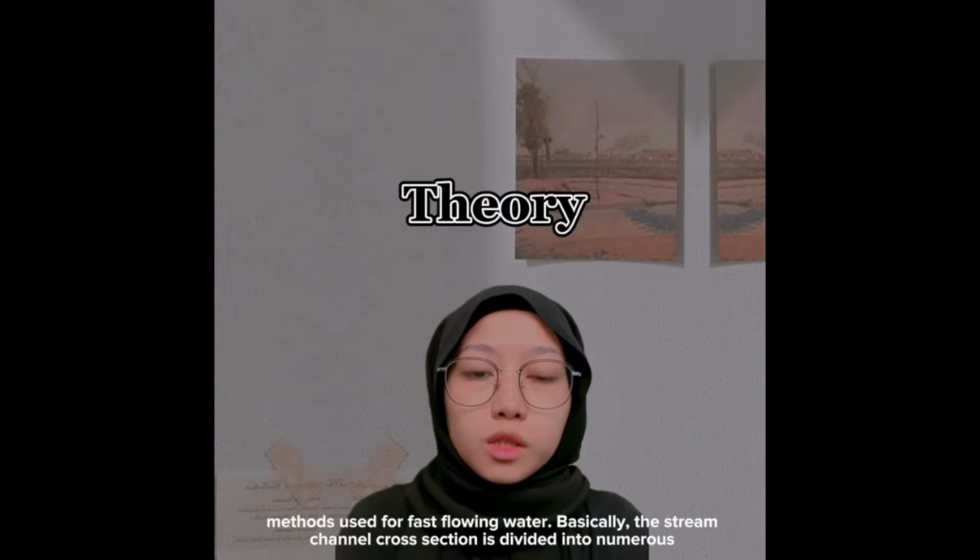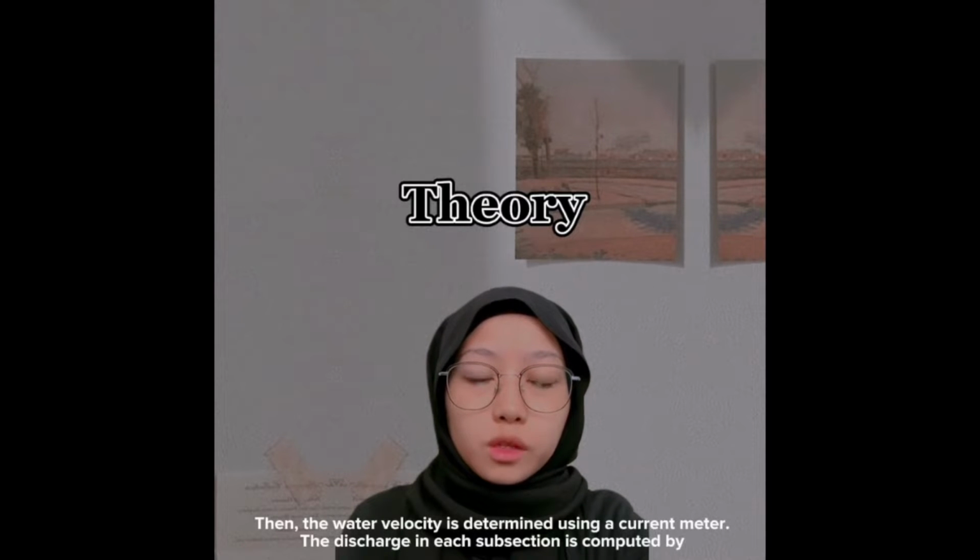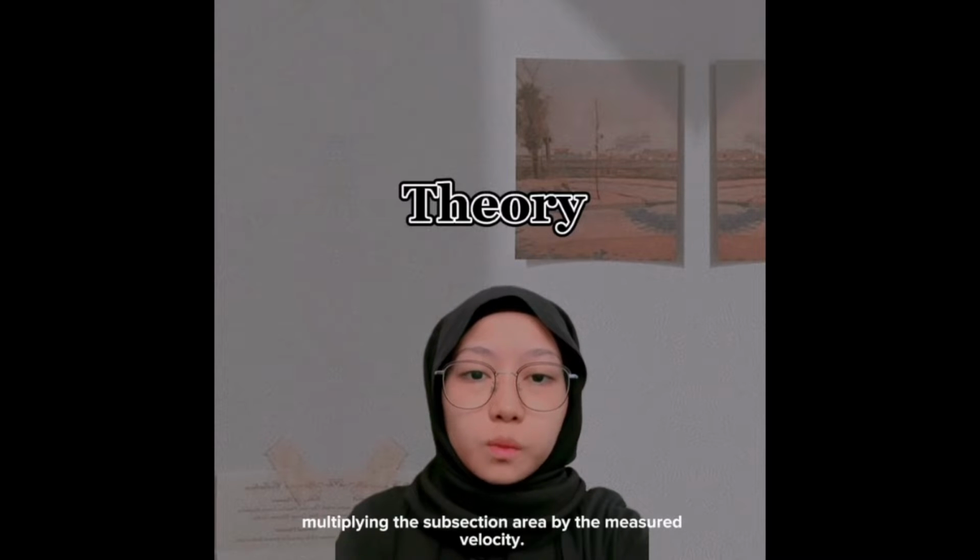Basically, the stream channel cross-section is divided into numerous vertical subsections. In each subsection, the area is obtained by measuring the width and depth of the subsection, and then the water velocity is determined by using a current meter. The discharge in each subsection is then computed by multiplying the subsection area by the measured velocity.